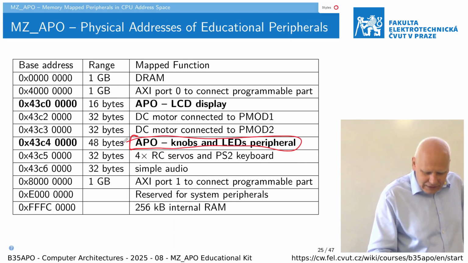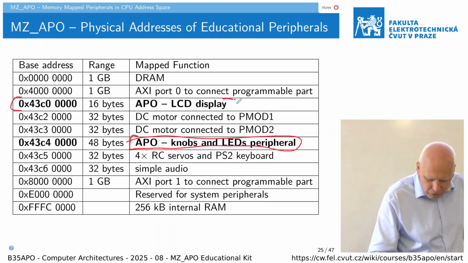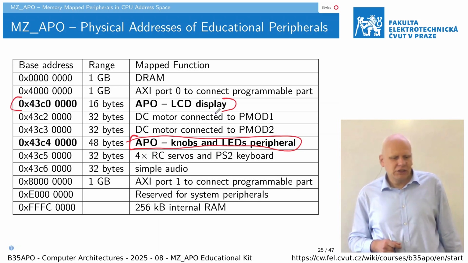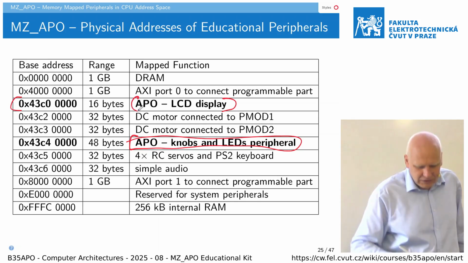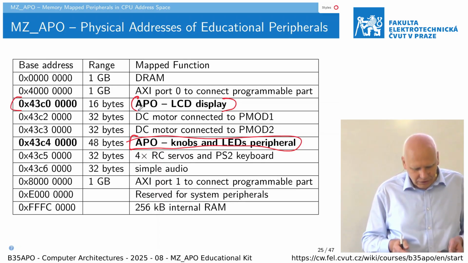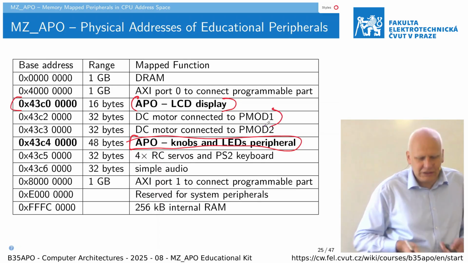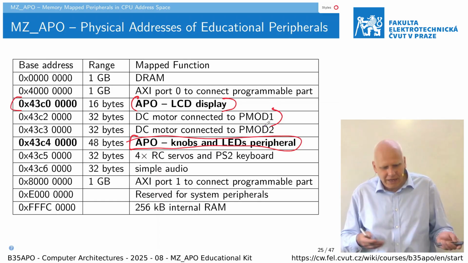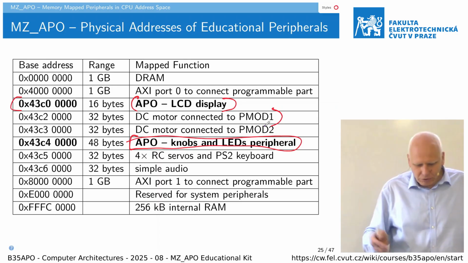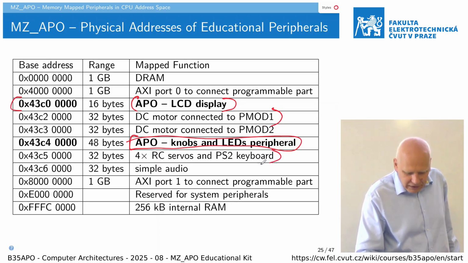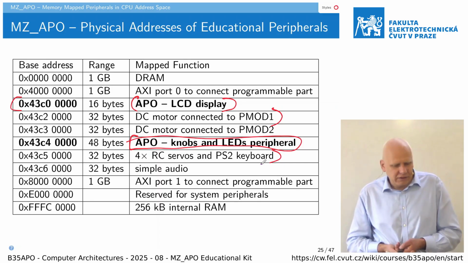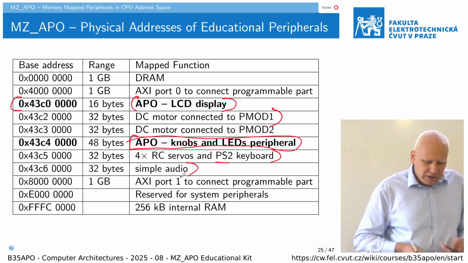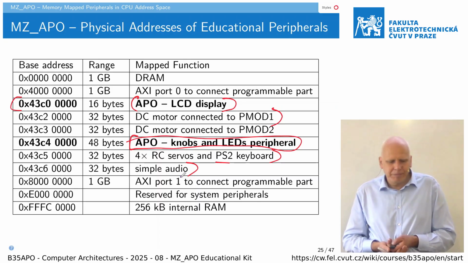And then the second peripheral of interest for you is the LCD display, which is quite a simple display, 16-bit color depth. We look at it a little later. Then we have the possibility to connect DC motors with positional feedback, so you can build some control system with this and test it. Then you can connect some RC servos or PS2.